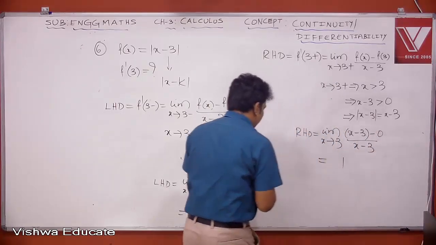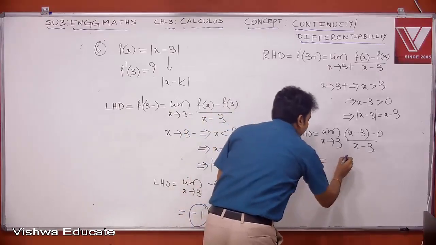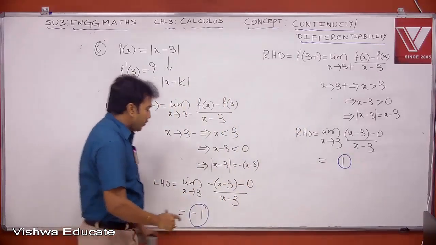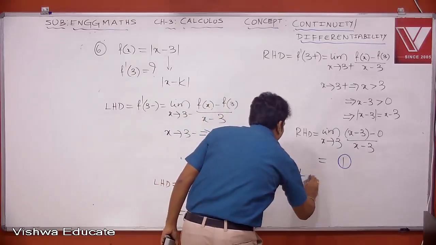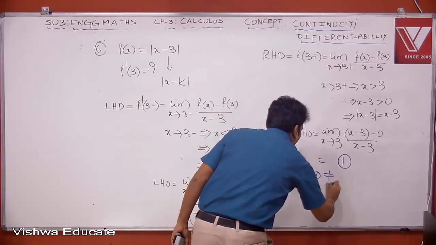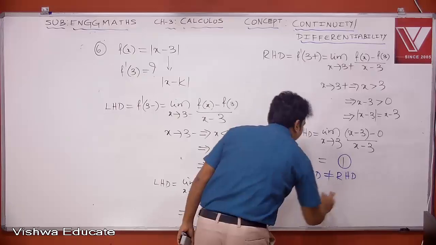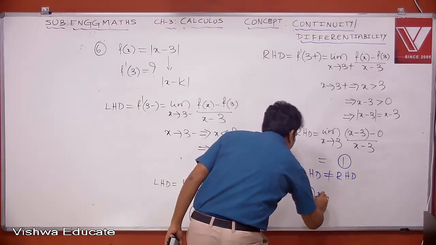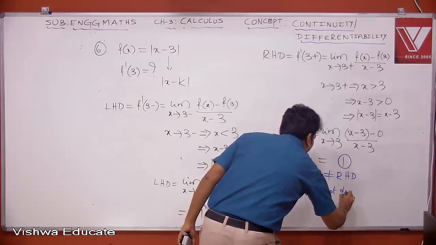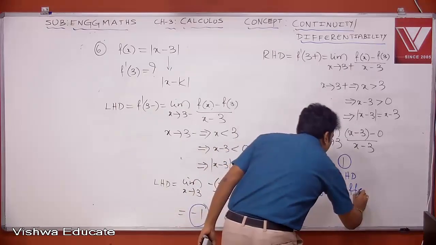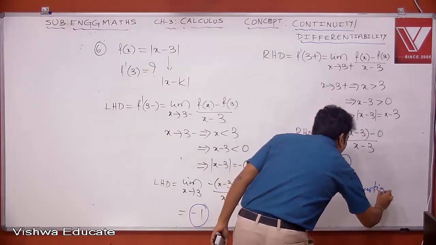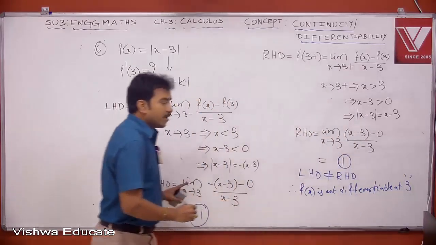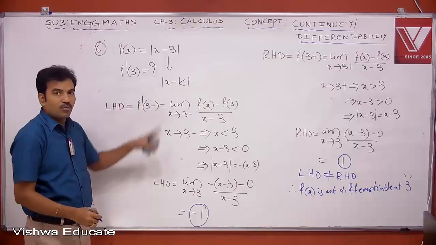Now this is 1. Now when you look at this, RHD equal to plus 1 and LHD equal to minus 1. So here both are finite numbers, but LHD is not equal to RHD. Both are finite numbers, but they are different numbers. Therefore, f of x is not differentiable at 3. So this is very, very important. So note down these points.